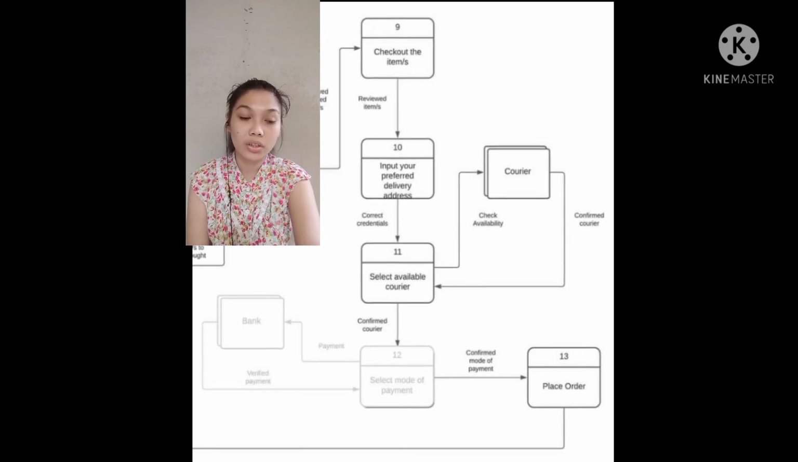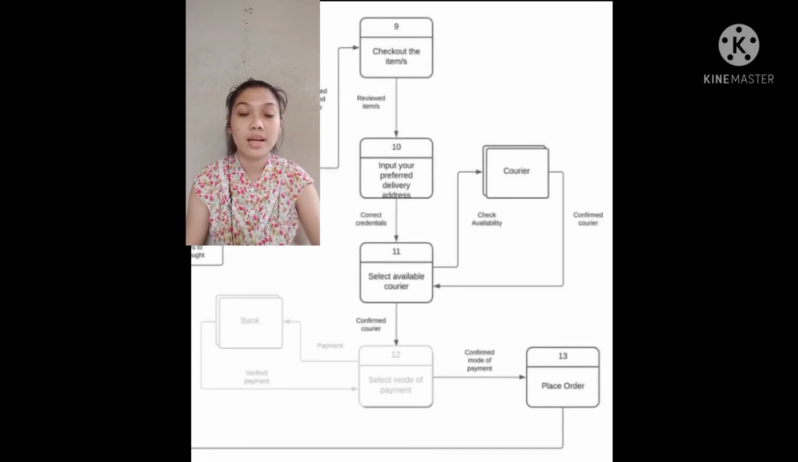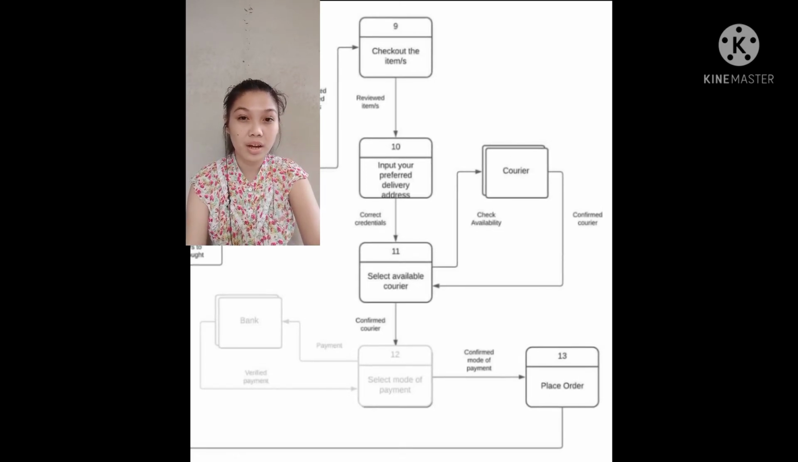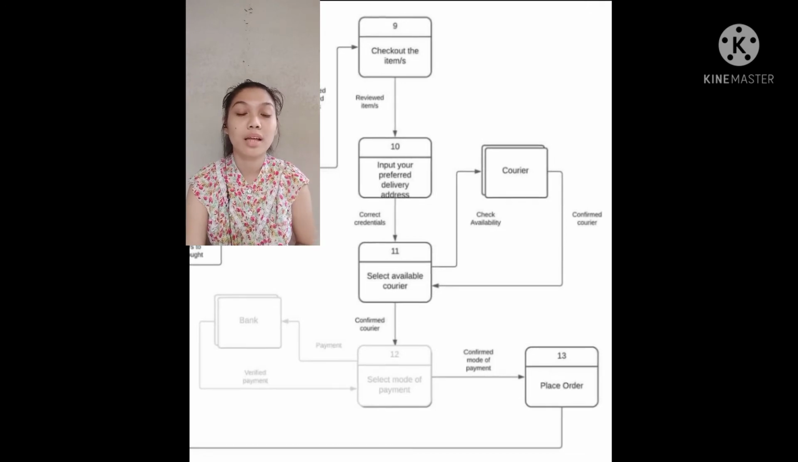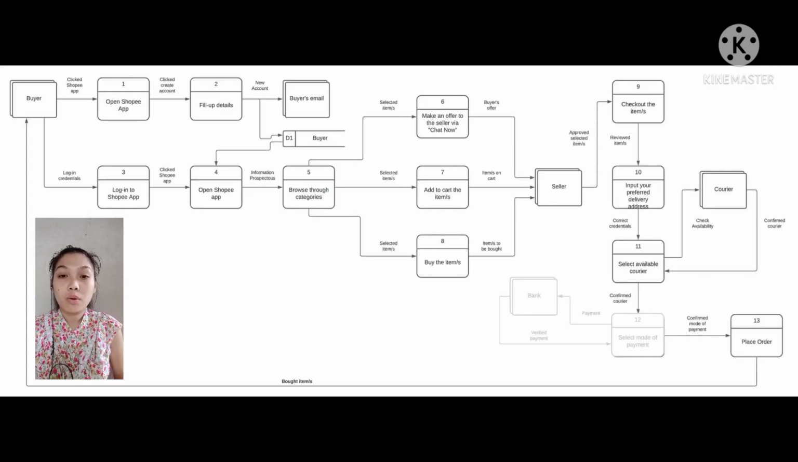In place your order, we must first confirm the mode of payment, maybe it's GCash, Paymaya, e-wallet, or cash on delivery. Then from process number 13, we're finally gonna go back to the buyer, which is the items that we bought. And now that the items we bought are already paid or gonna be paid, we are all done. This is now the whole DFD diagram.